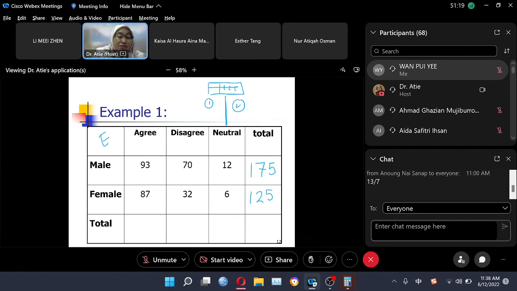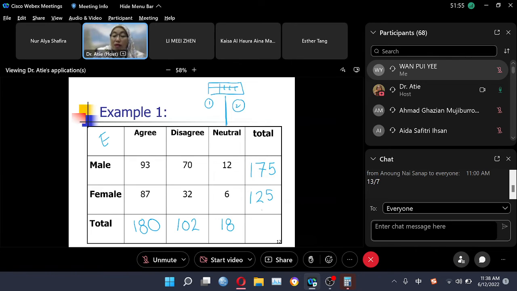And then 93 plus 8 plus 7. Nur Alia Shafira. 180. Yes. Okay, next one. Ko Ji Yin, what's the answer for this one? 102. And this one, we can calculate this one.